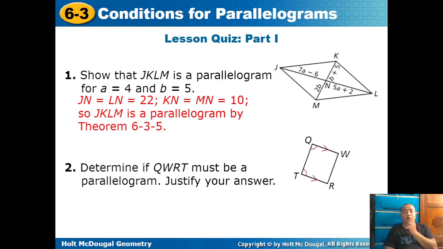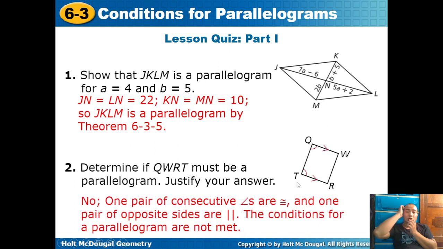Number 2: determine if QRST must be a parallelogram. Justify your answer. No, because one pair of consecutive angles are congruent and one pair of opposite sides are parallel. These are not the conditions for a parallelogram.